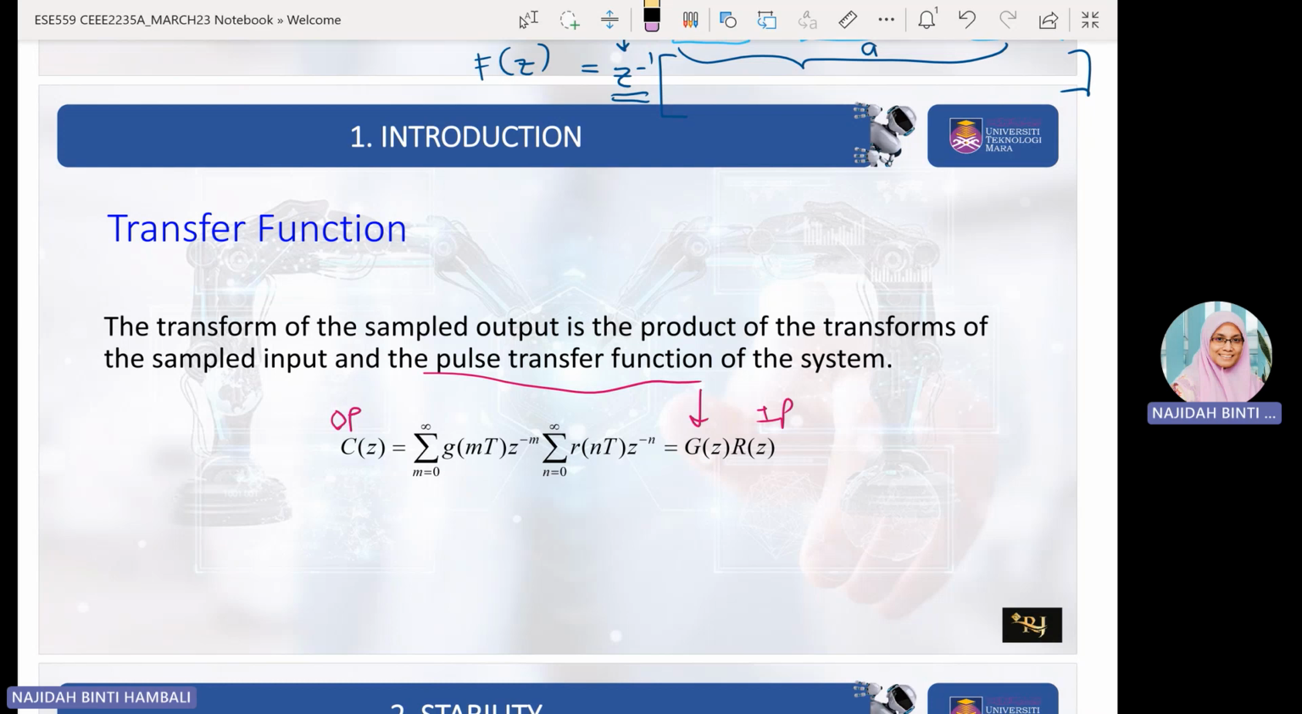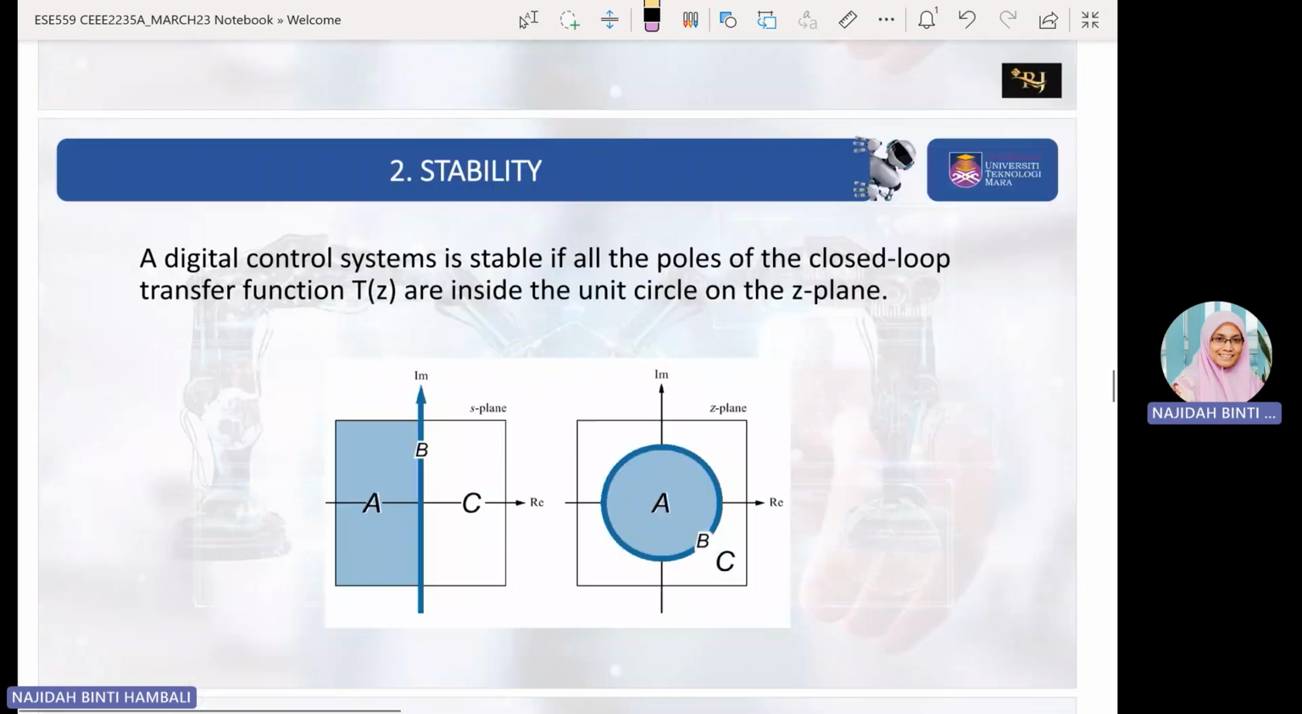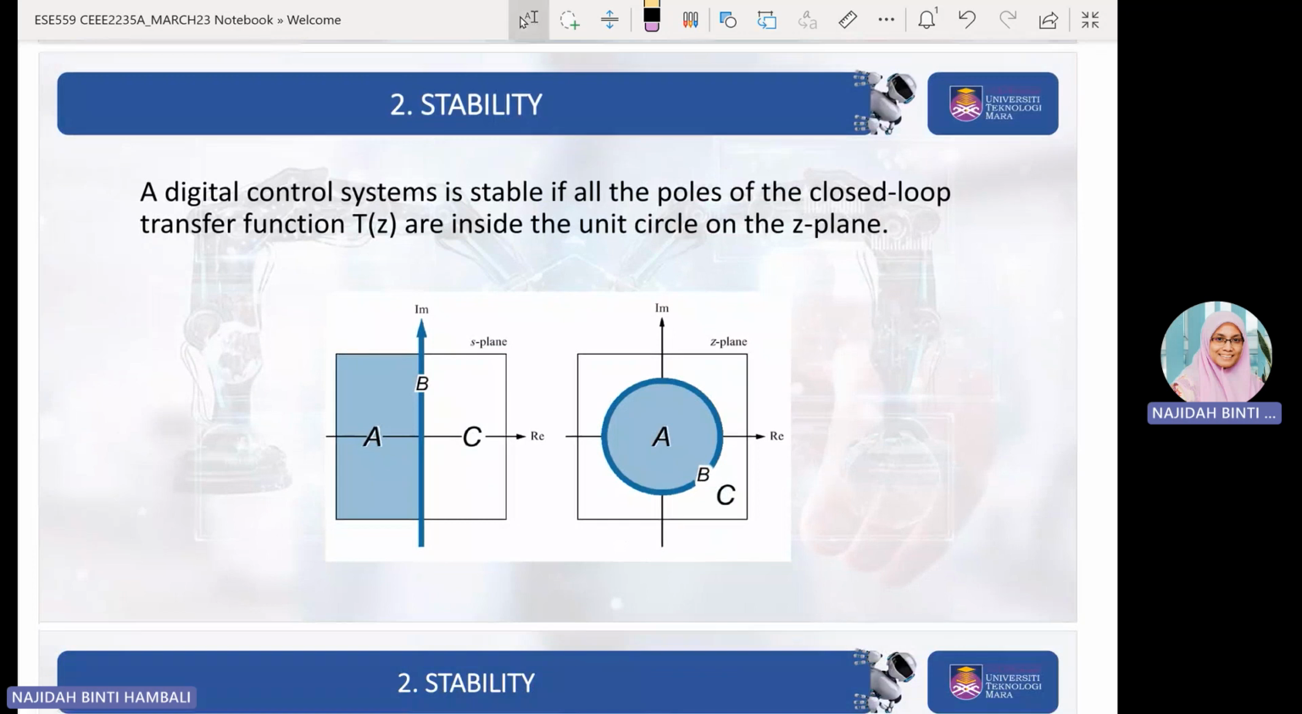Tapi kita jarang tanya soalan macam ni. Determine the output. Kita akan tanya G(z) berapa. Because you will be given G as the transfer function in S domain and you need to convert into Z domain transfer function. Next, let's move to stability for Z domain.